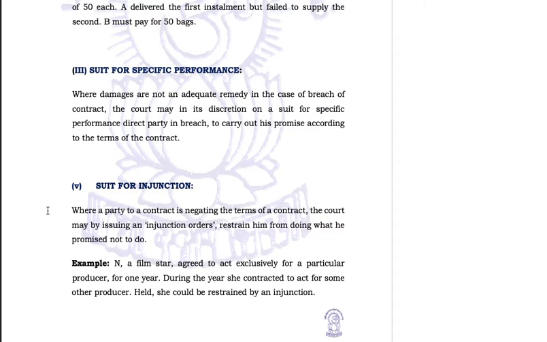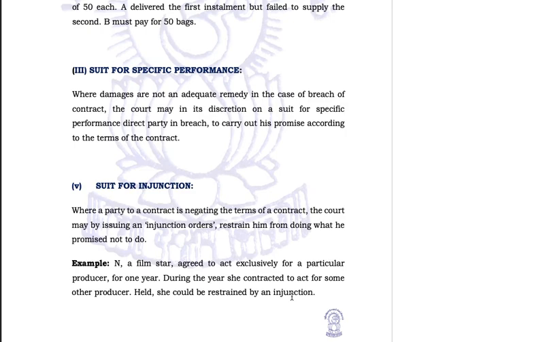Suit for injunction. Where a party to a contract is negating the terms of the contract, the court may, by issuing an injunction order, restrain him from doing what he promised not to do. A film star agreed to act exclusively for a particular producer for 1 year. During the year she contracted to act for some other producer. Held: she could be restrained by an injunction. Suit for injunction means you stop someone from doing something.